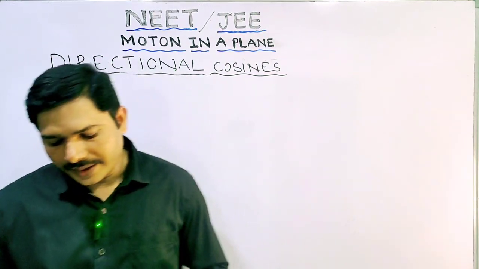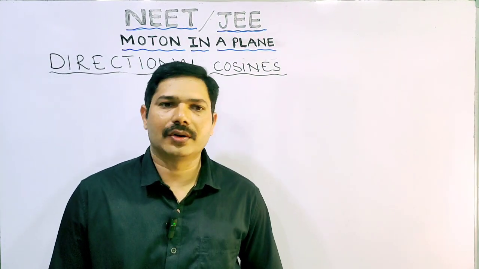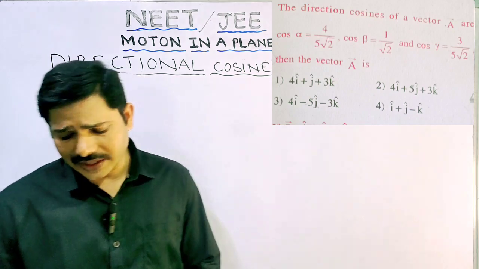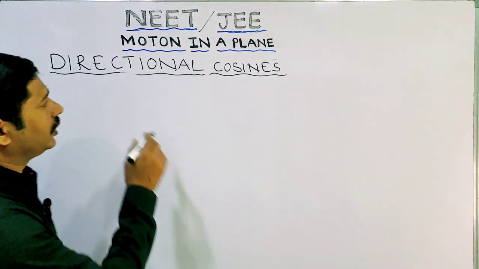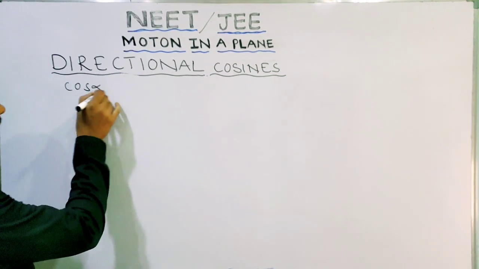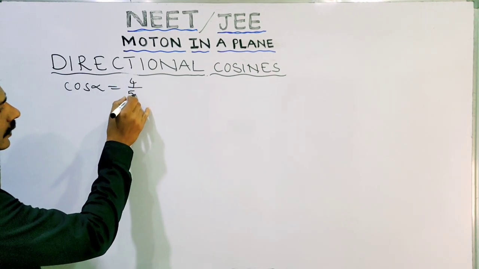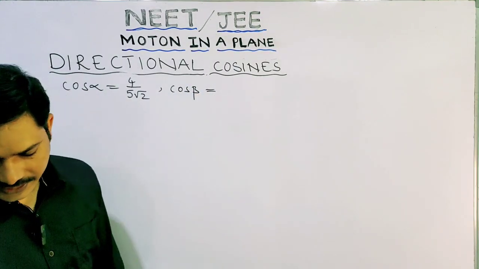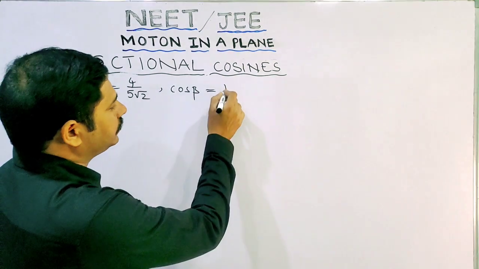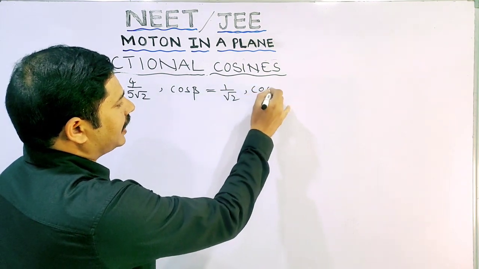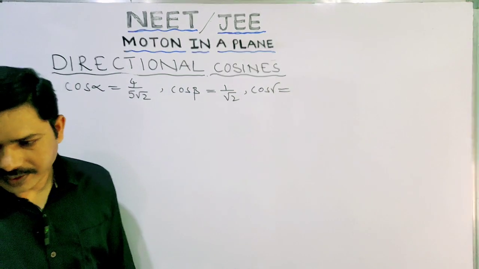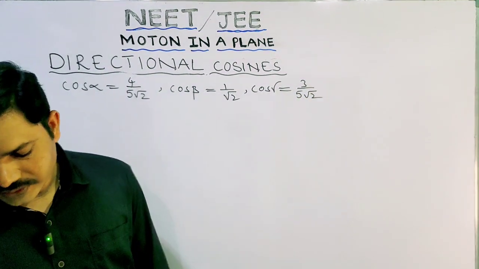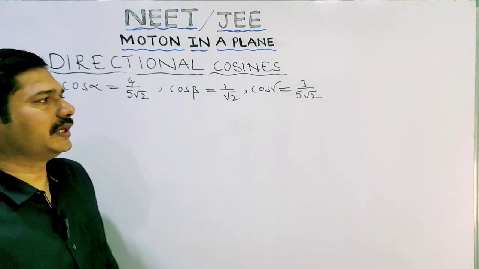Another form, directional cosines they only give. Now we have to find the vector. So we can observe in the question, what they have given: the directional cosines of a vector a bar are cos alpha equal to 4 by 5 root 2, cos beta equal to 1 by root 2, and cos gamma equal to 3 by 5 root 2. Directional cosines they only gave, then the vector a bar is what they are asking.